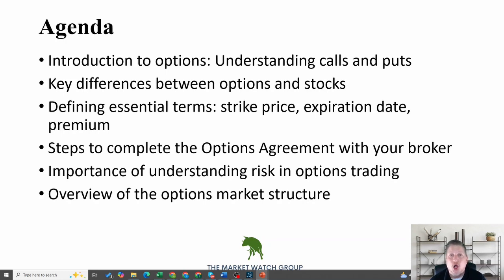If you're going to buy calls, you need at least a level 2. Level 1 is covered calls. If you own stock and you ask for it, they'll give you that. But we want to make sure you understand what they're going to ask you so that you don't find yourself getting denied and then unable to trade for 90 days or more. Lastly, we want to make sure that you understand the risk in options trading and have a good sense of the overall option market structure. So that's what we're going to do here.